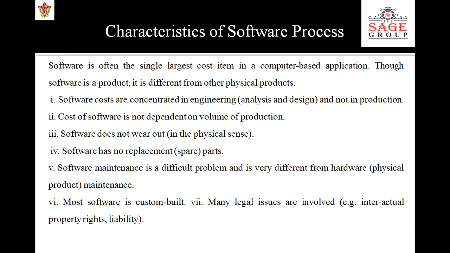Fifth, software maintenance is a difficult problem and is different from hardware physical product maintenance, right? And next, most software is custom built. Last, many legal issues are involved: intellectual property rights and liabilities. So these are the characteristics of the software process.